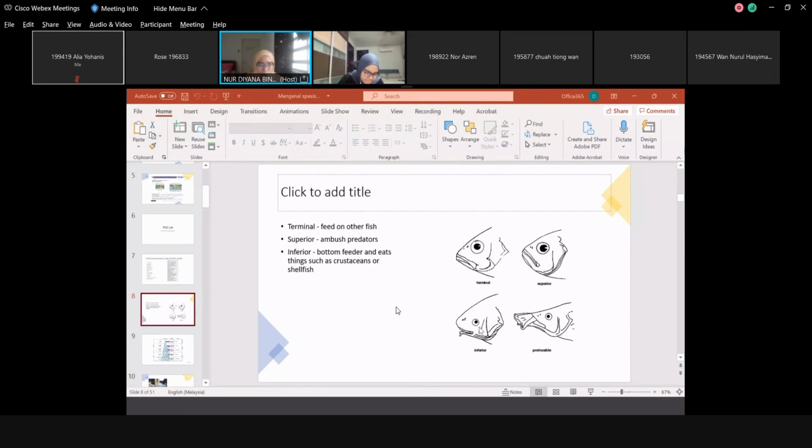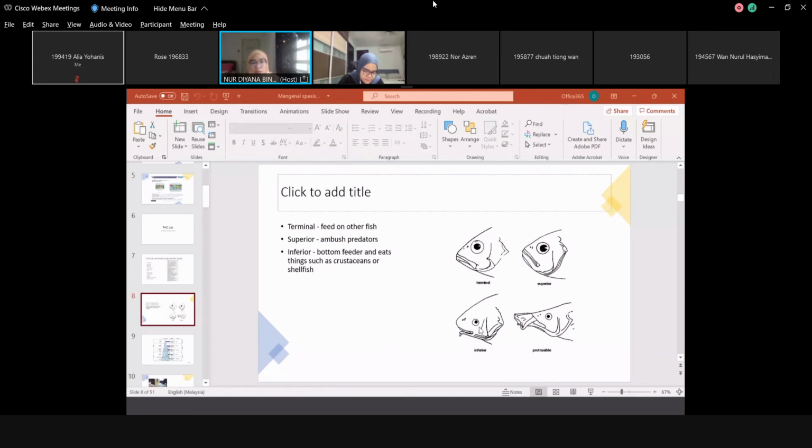I'm not an ichthyologist, so I'm not a person who identifies fish and their morphology, but I generally know how they look like. Okay. So if you look at the mouth of the fish, the morphology, you can see that there are 4 types. Okay, terminal, superior, inferior, and protusible.